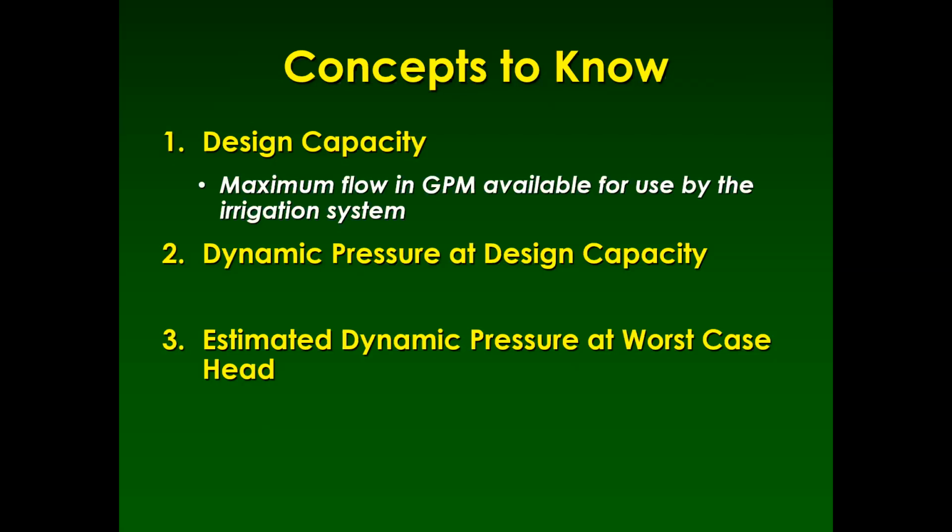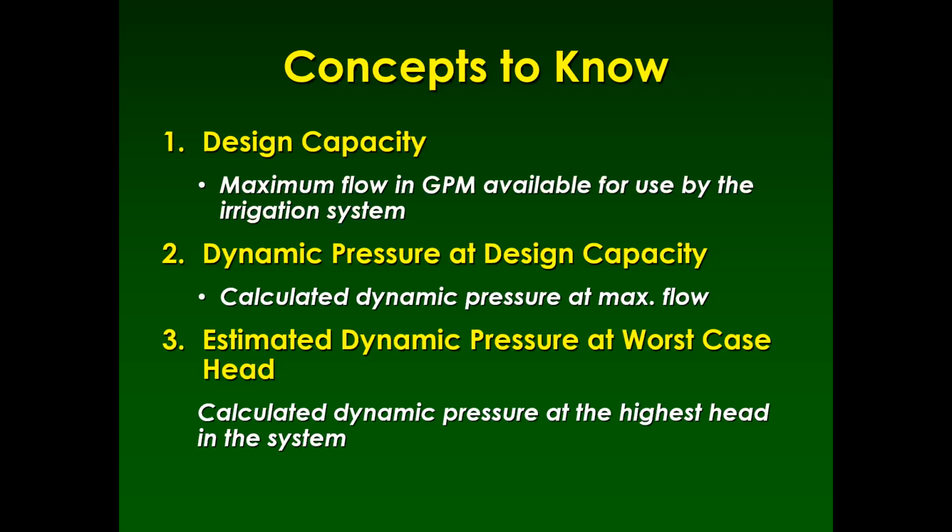So design capacity. Design capacity is our maximum flow in gallons per minute available for use by the irrigation system itself. How much water is going to be flowing per minute to be used up by that system. The dynamic pressure at our design capacity is going to be calculated dynamic pressure at our max possible flow. So whatever we can get out of the maximum is what we're going to be calculating this at. And then the estimated dynamic pressure is going to be at our worst case scenario head. So our calculated dynamic pressure at our highest head in our system.